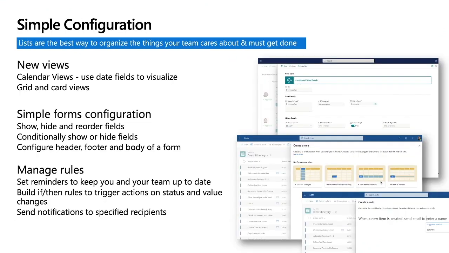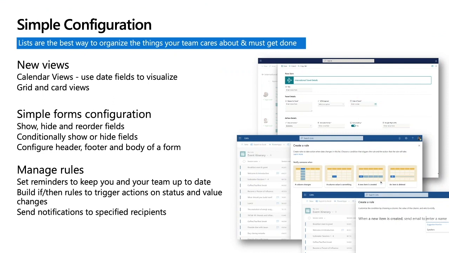So in the simple forms configuration space, we released show/hide fields a few months back. We're going to follow up with releasing the ability for you to conditionally show or hide fields based on a column's value. And along with it, you're able to also configure header, footer, and body with sections in a form.